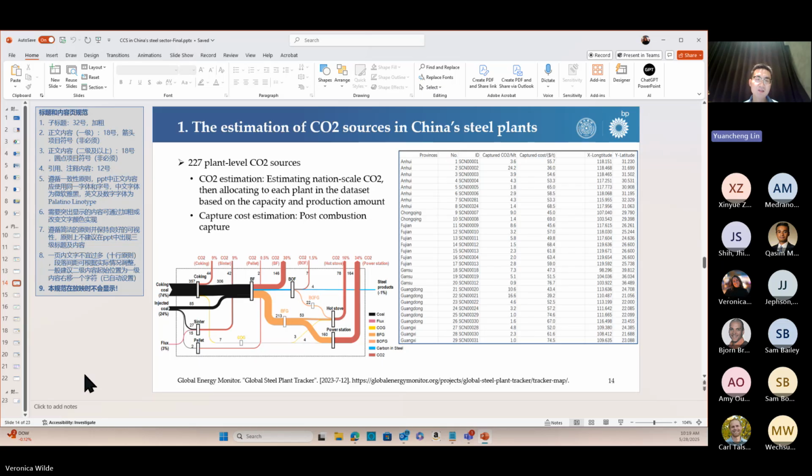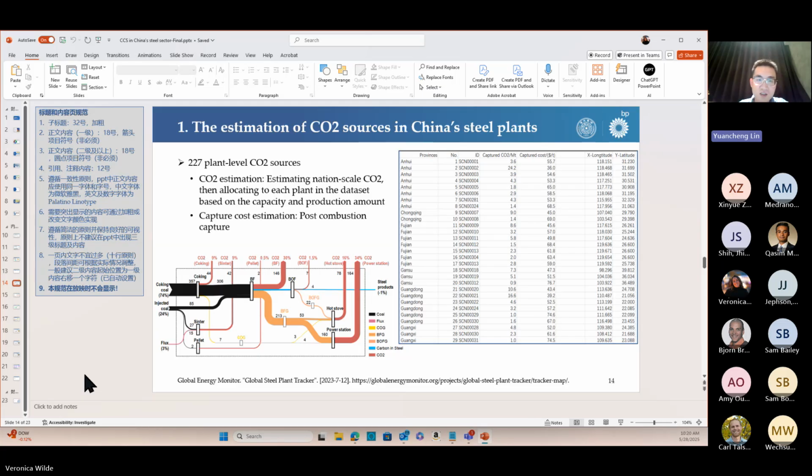Okay, as we mentioned, we have three things to do and three questions to be answered. The first one is the estimation of CO2 sources in China's steel plants. If we want to conduct a detailed source-sink matching analysis, the first thing we want to know is where these CO2 sources are.